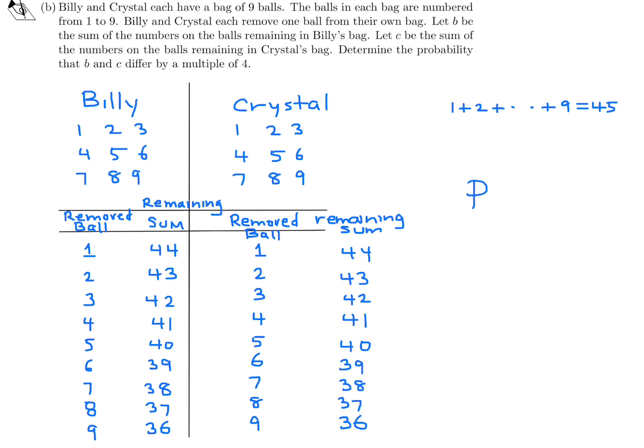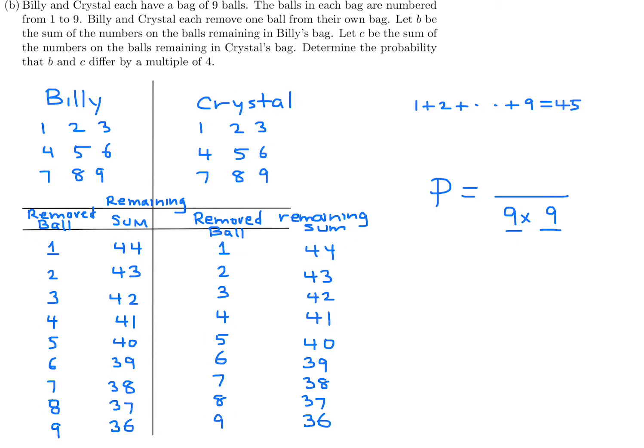So like any probability question, our probability is going to be a fraction, and the bottom number is the total number of ways of doing this. And the top number is the specific condition. Now, the total number of ways of doing this is, for Billy, we can remove any one of 9 balls, so we have 9 possible choices. For Crystal, again, we can remove any one of 9 balls, so again, another 9 choices, and you multiply them. So that means that when you do that probability, the denominator is 81.